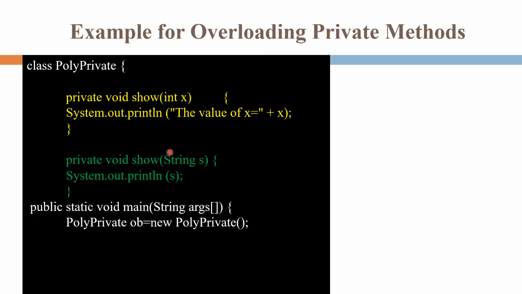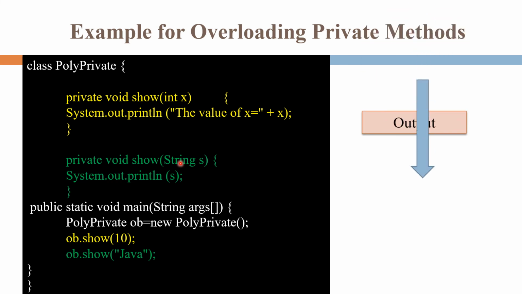Now we have a main method. In this main method, we have created an object of the PolyPrivate class: PolyPrivate ob = new PolyPrivate. Using this object we call the show method. When we call show passing 10, an integer value, it invokes the method that takes an integer parameter. Then again with the same object we call show, this time passing a string, so it invokes the method that takes a string parameter.